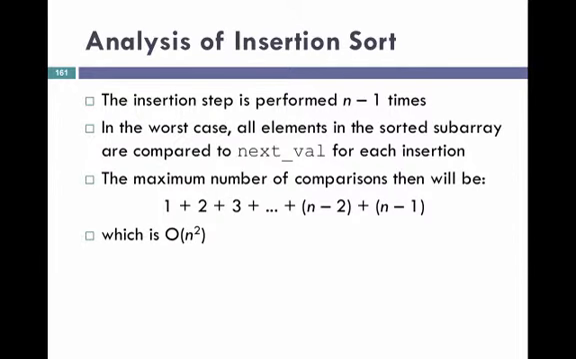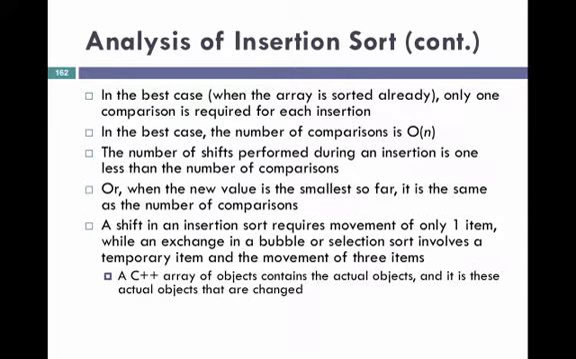So the insertion step is performed n-1 times. And in the worst case, all the elements in the sorted subarray are compared to next value for each insertion. So the maximum number of comparisons is going to be this series, which is order n squared. Now in the best case, when the array is already sorted, only 1 comparison is required for every insert. So in the best case, the number of comparisons is order n.